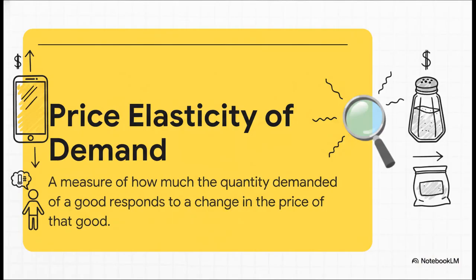Okay, so here's the official textbook definition. Price elasticity of demand is basically just a way to measure how much our buying habits stretch or shrink when a price changes. It's the perfect tool for figuring out that whole phone versus salt mystery.